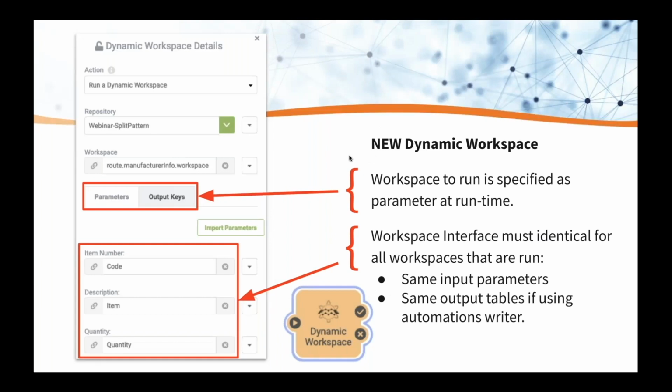And to do this, I'm going to use this dynamic workspace capability, and you'll see it, but just to show you how this kind of works. Basically, on the dynamic workspace, you can see the workspace to run is specified at runtime, and the key thing is that the workspace interface must be identical for all workspaces on the input and the output, because we're using one as a template, but then we're able to run any workspace we want. But the criteria is, of course, the workspaces have to have the same input parameters and the same output parameters in order for the messages to be passed properly. But you'll see that in a minute.